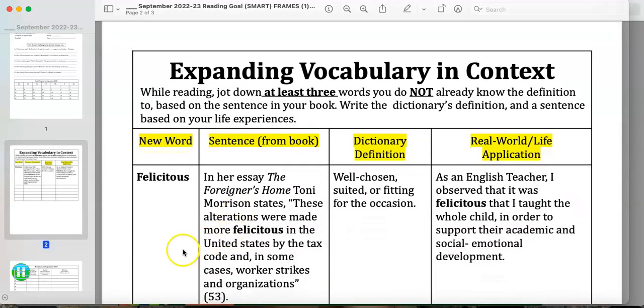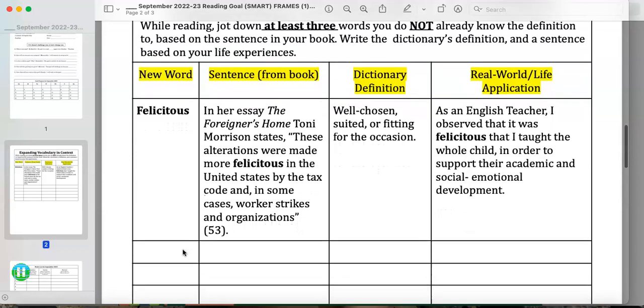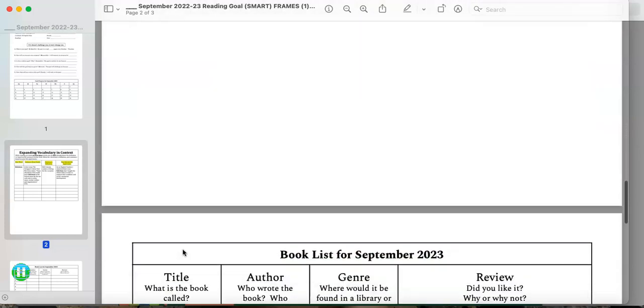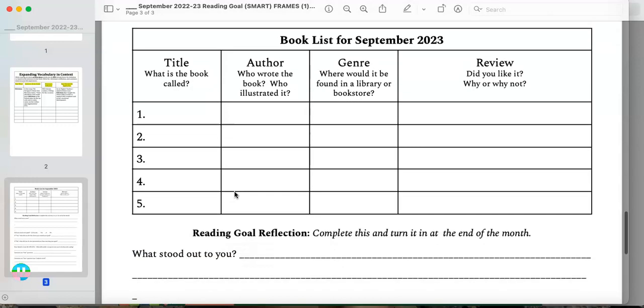And then they have a vocabulary component which helps them to apply the meaning of the word based on their real life experiences, and we'll go back to that. And then they, of course, have to list the books that they've read. Some students read faster than others, so they may read more than one book, but completing the assignment, this document, they can only use one book to do that.